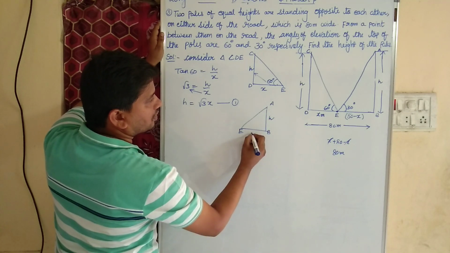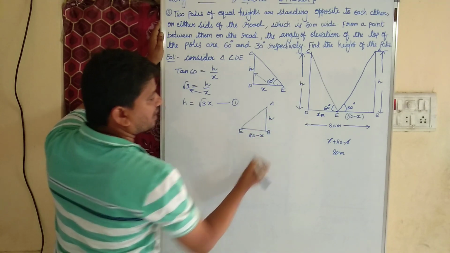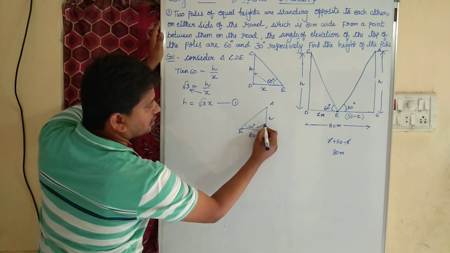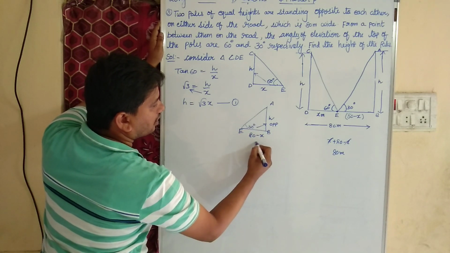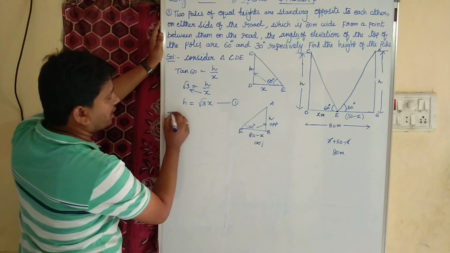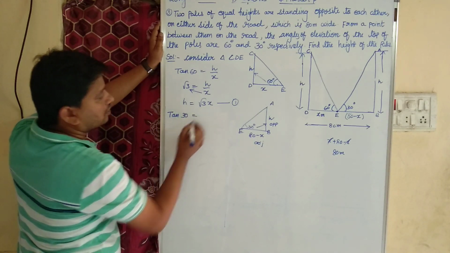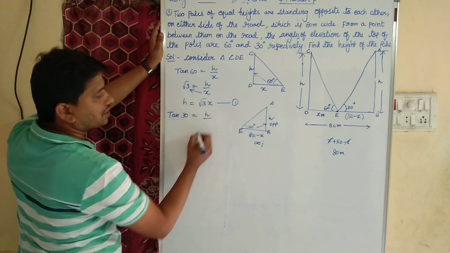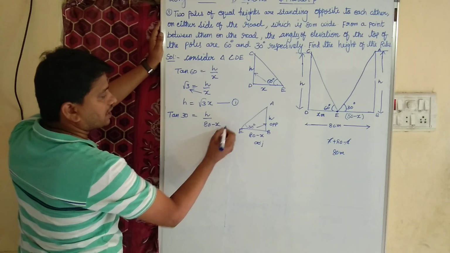AB is h. BE is how much, children? 80 minus x. And the angle of elevation is 30 degrees. This side will be the opposite side and this is our adjacent side. Again I need to use tan ratio. Tan theta, theta is 30 degrees, opposite is h, adjacent side is 80 minus x.